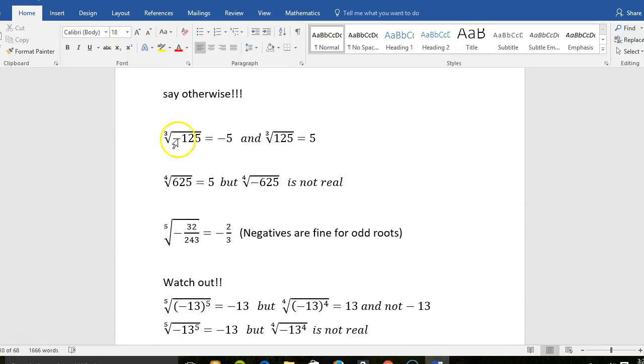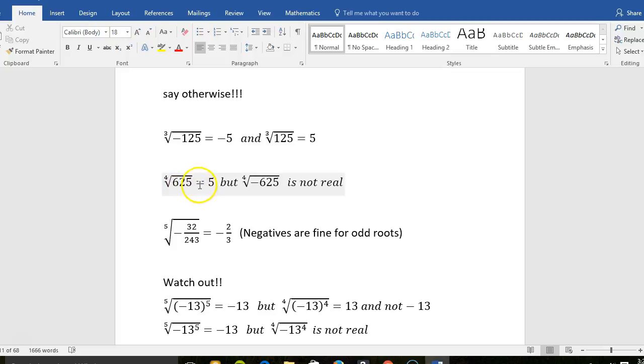Now, it is worth pointing out the cube root of negative 125 is negative 5. We're not doing variables here. Whereas the cube root of a negative, you'll just get another negative back. After all, negative 5 times negative 5 times negative 5 is negative 125, okay?